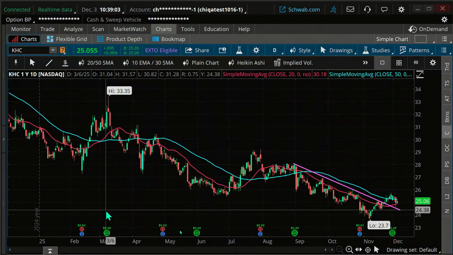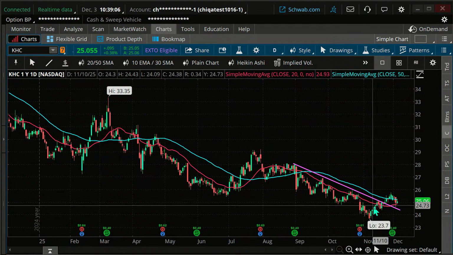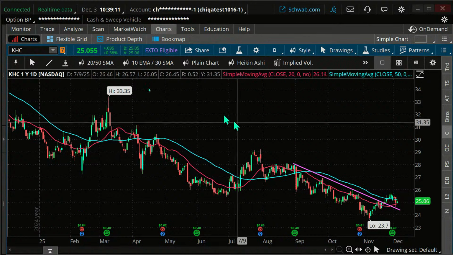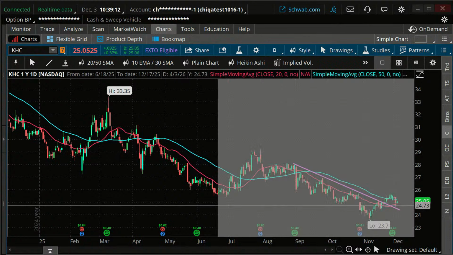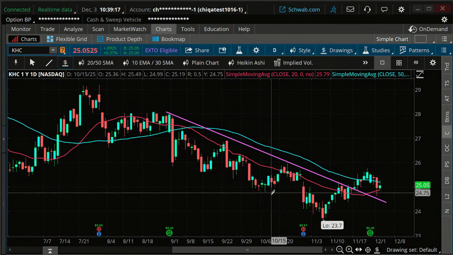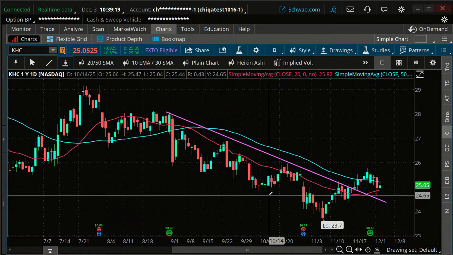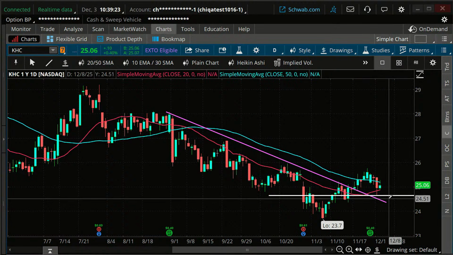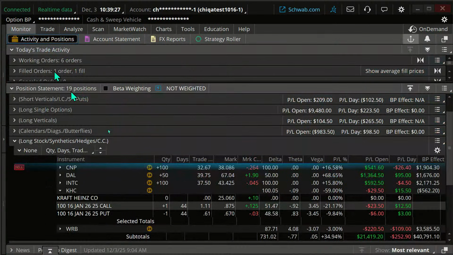And so what I'm going to say is, look, it looks like we're probably bouncing. Let me zoom in just a little bit so we can see it a little better. It looks like we may be bouncing here. I'll go off this low. But if we break below here, maybe to 24.5, I'm going to look to get out of that. So hopefully that'll add a little protection on this.